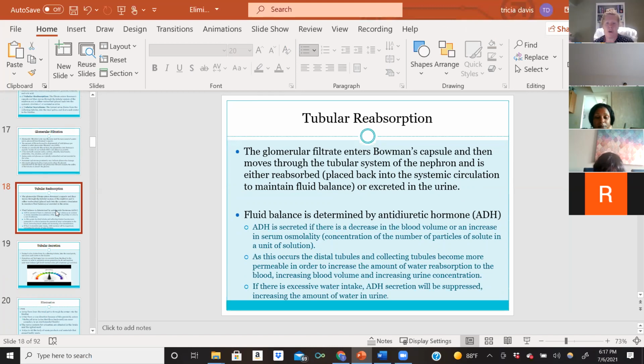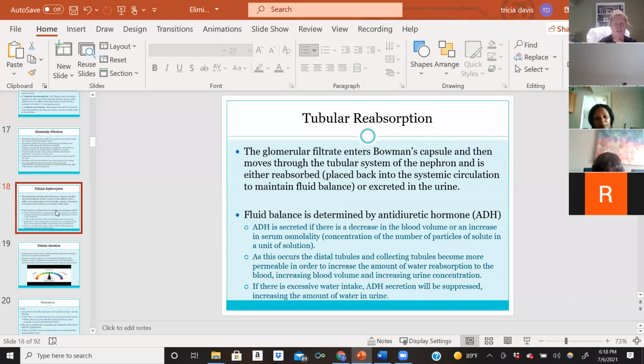So tubular resorption. The glomerular filtrate enters the Bowman's capsule and then it moves through that tubular system of the nephron, and it's either going to be, like we said, reabsorbed. So we're going to take it out of that nephron and put it back into our systemic circulation because we need it for some reason to maintain fluid balance or electrolyte balance. Or if we have too much of it, or we have just enough of it and we don't need it, we're going to go ahead and just excrete it in the urine. So it's going to go one or two ways.